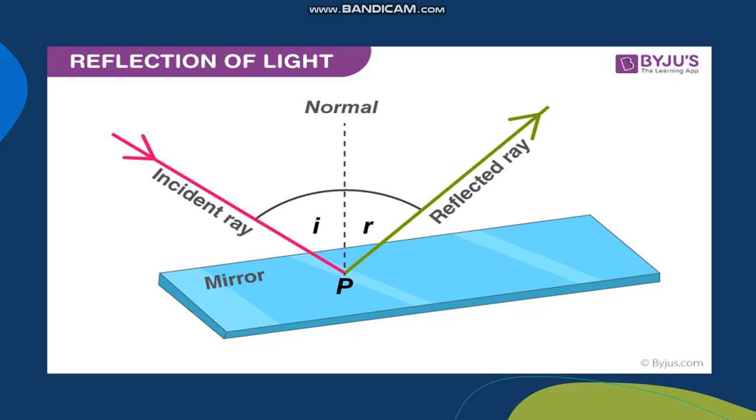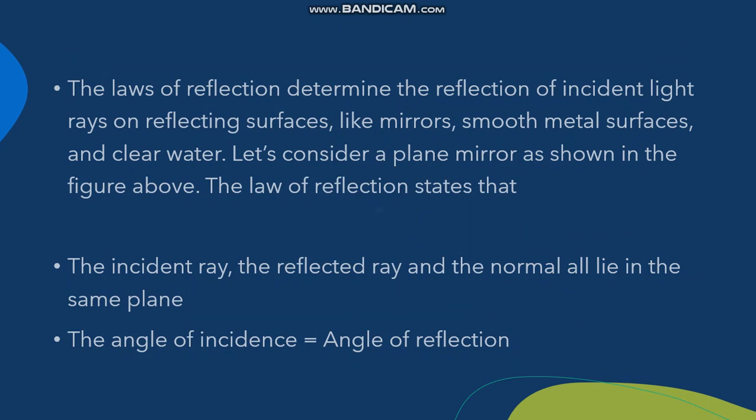Here you can see the incidence ray, the reflected ray, and the normal. This is the mirror, and you can see the incidence angle and the reflected angle. The law of reflection determines the reflection of incident light rays on a reflecting surface like mirrors, smooth metal surfaces, and clear water. Let's consider a plane mirror as shown in the figure above. The law of reflection states that the incidence ray, the reflected ray, and the normal all lie on the same plane. The angle of incidence is equal to the angle of reflection.